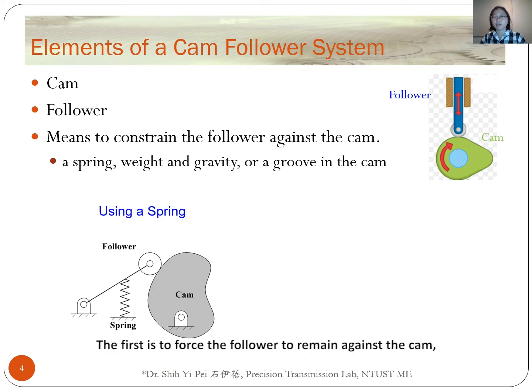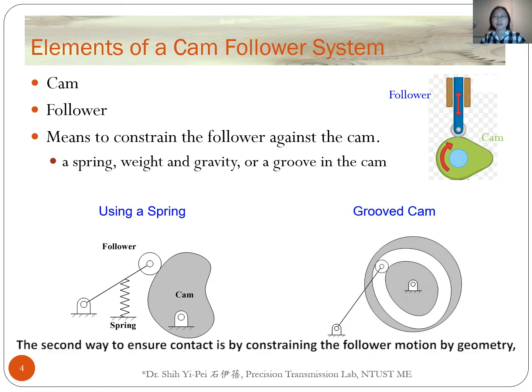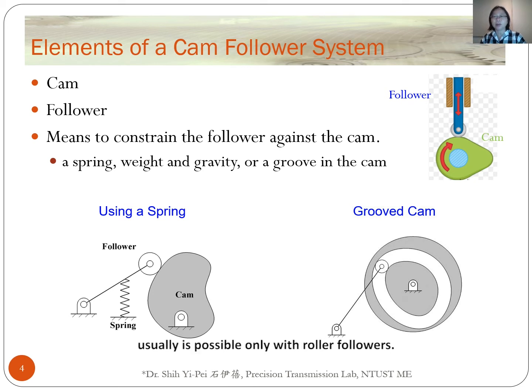The first is to force the follower to remain against the cam. For example, we can use a spring like this, or weight and the gravity of the follower. The second way to ensure contact is by constraining the follower motion by geometry. Usually, it's possible only with roller followers. The constraint is done by adopting a groove cam. A groove cam is shown in the right figure. You can see the follower moves along the groove path in the cam.